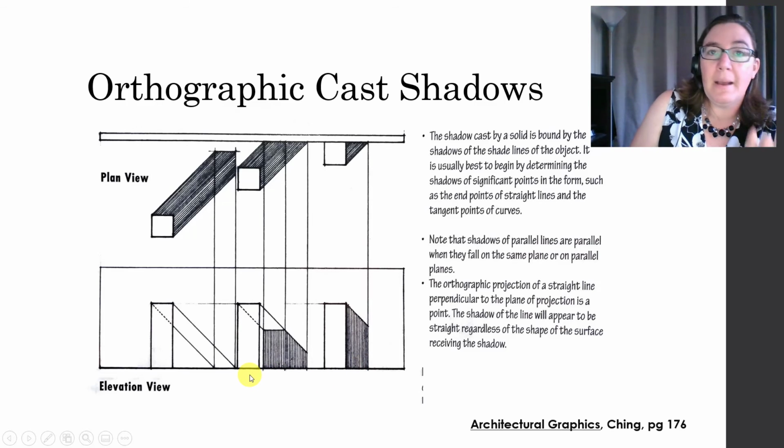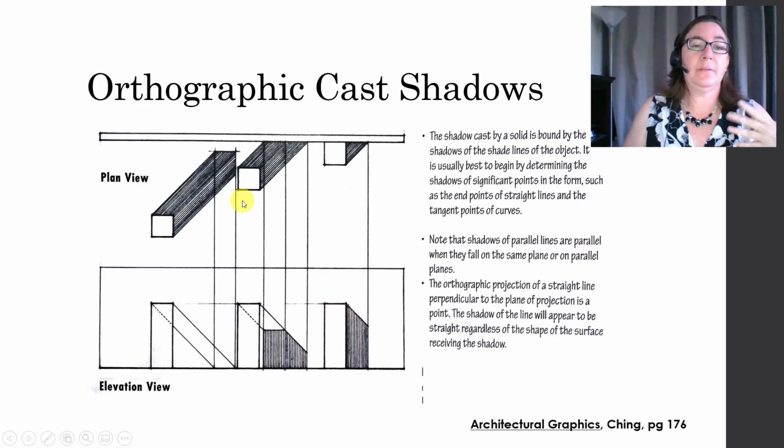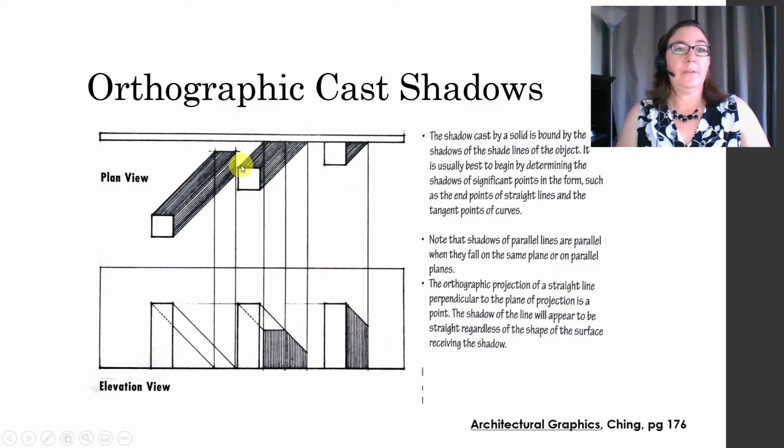Your middle example here is a little bit more complicated. And so this tower is close to the wall. So it's going to throw shadow in plan, and we will cast those lines. And it will throw shadow in elevation. Right? We'll cast those lines and connect them. Notice that it's important to cast this back corner of the tower, even though we can't really see it right here.